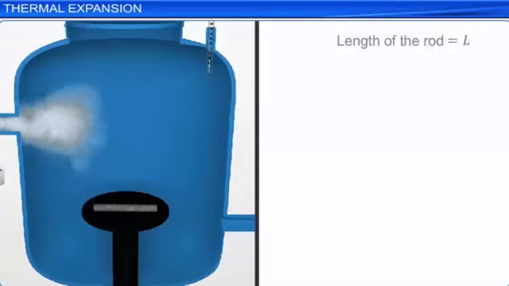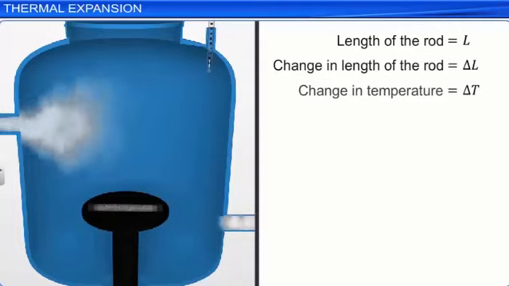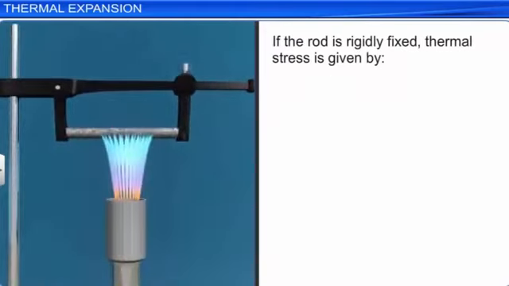If the length of the rod is L and delta L is the change in its length for a temperature change of delta T, then delta L by L is equal to alpha L into delta T. Let this be equation 3. If the rod is rigidly fixed, then thermal stress is expressed as F by A, which is equal to Y into delta L by L, where Y is Young's modulus of the material. Let this be equation 4.